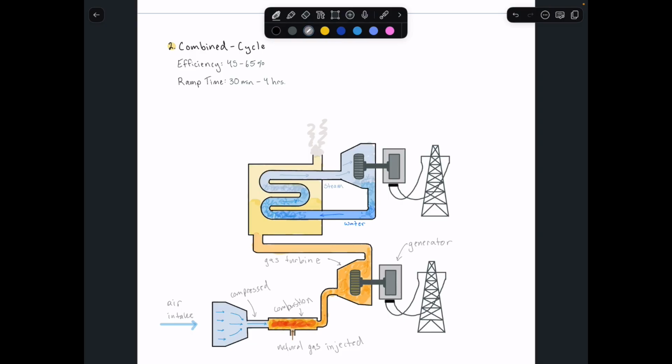It's under high pressure, and that steam is sent towards a steam turbine. This is similar to a coal-fired power plant, and as the steam goes through that steam turbine, that creates rotational kinetic energy, which is then connected to a generator, which then generates electricity, and then finally those exhaust gases are released.